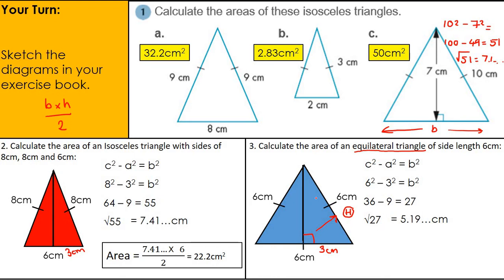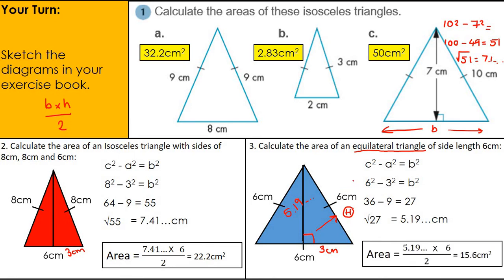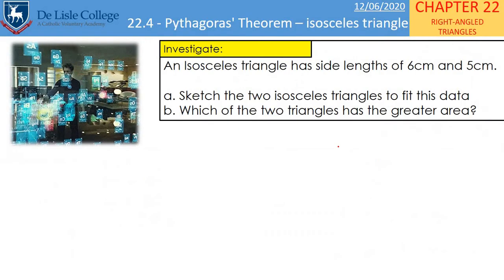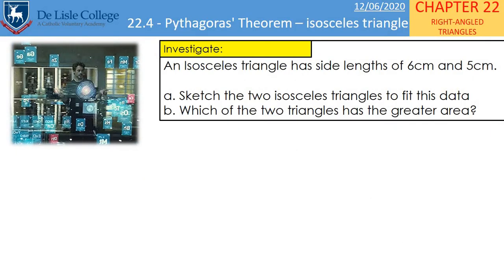You can then, because you've got 5.19 for the height here, okay, you can do 5.19 and so on. Keep it in your calculator, times by 6 divided by 2, and is 15.6 centimetres squared, rounded to 1 decimal place.